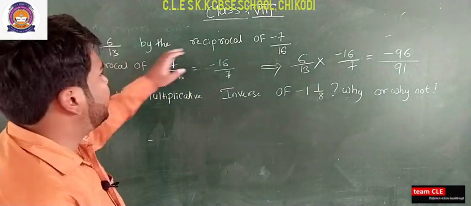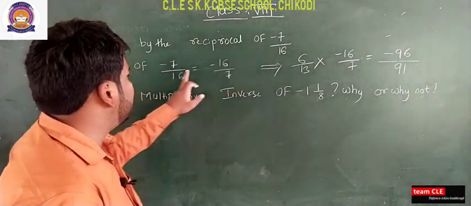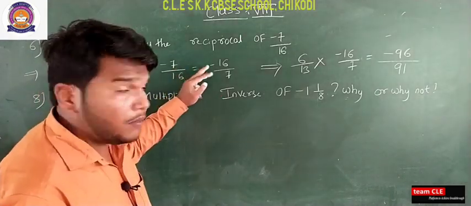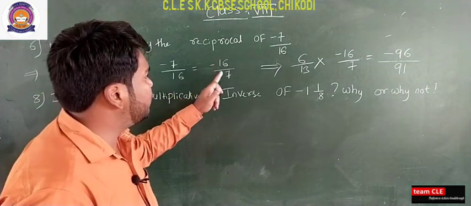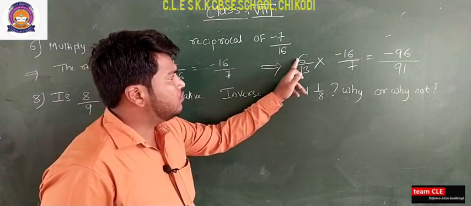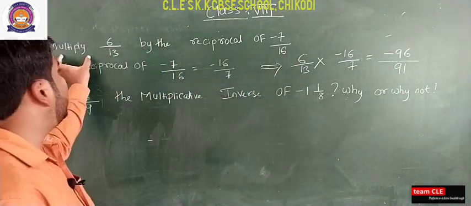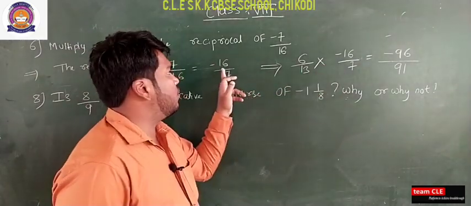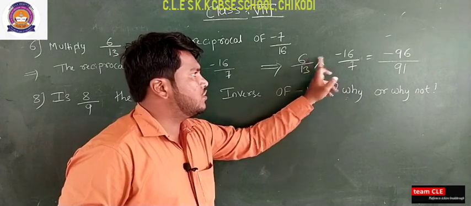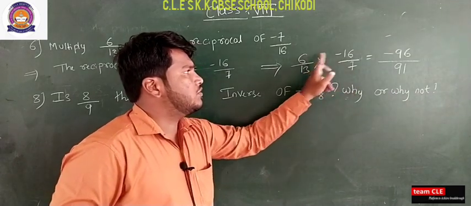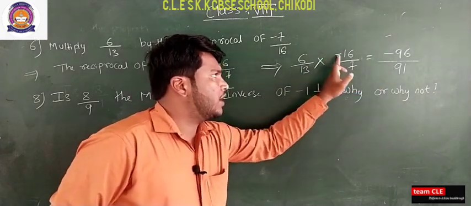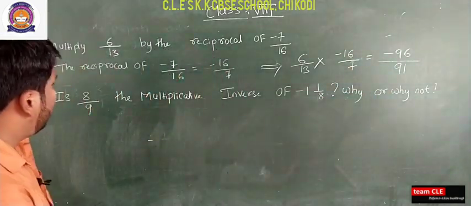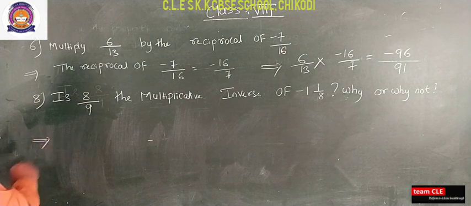First, the reciprocal of minus 7 by 16 you have to write without changing the sign. Just you have to reverse the number, 16 by 7, and multiply with 6 by 13, that is 6 by 13 into the reciprocal minus 16 by 7. So 16 into 6 is 96, plus into minus is minus, and 13 sevens are 91. Now comes one more question.